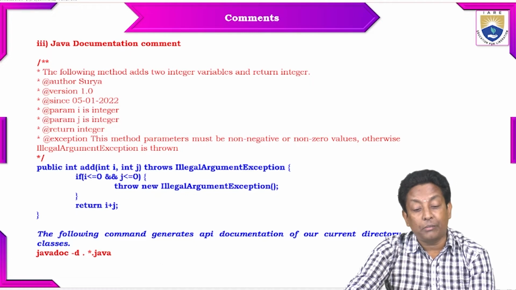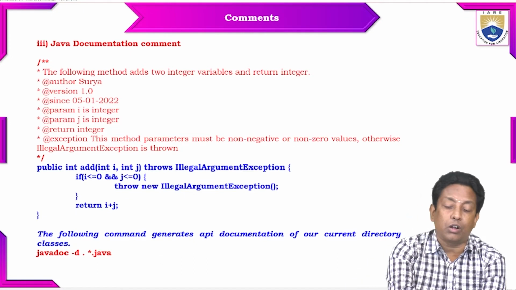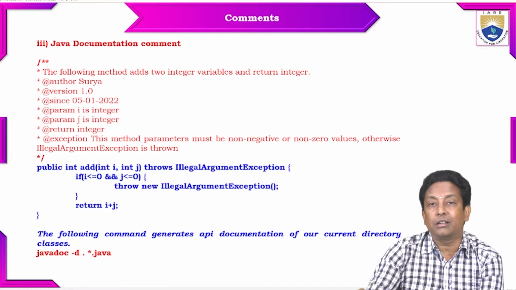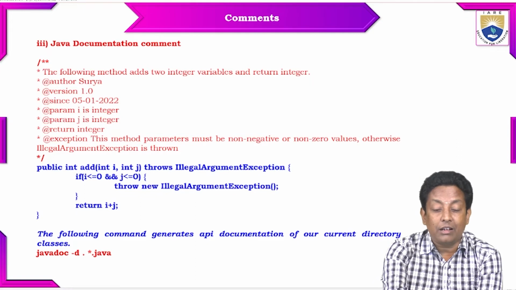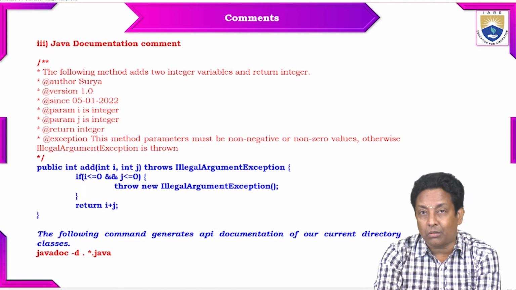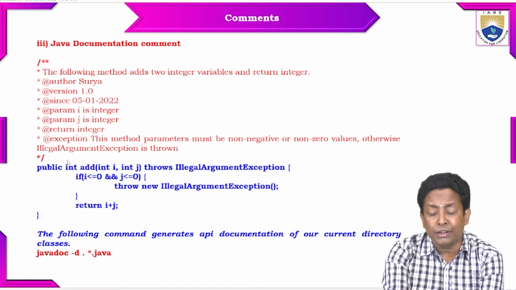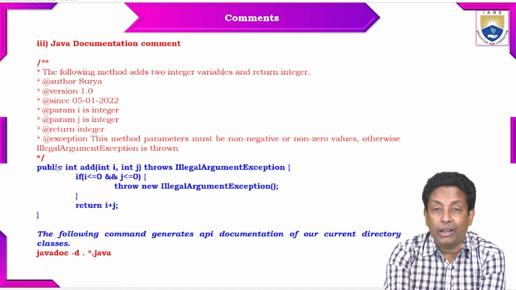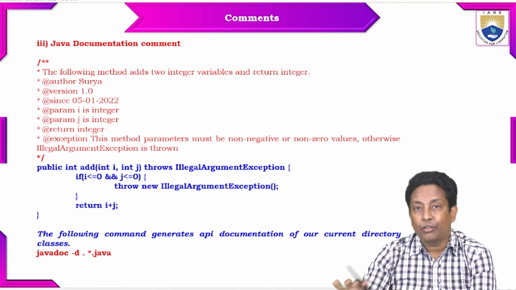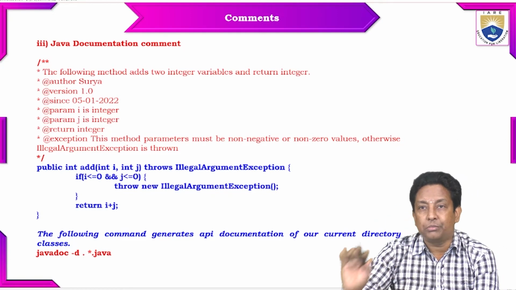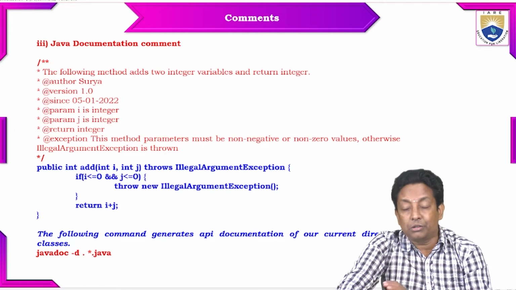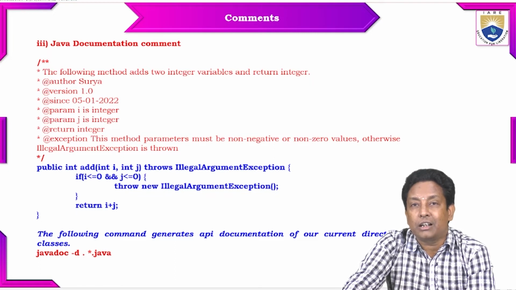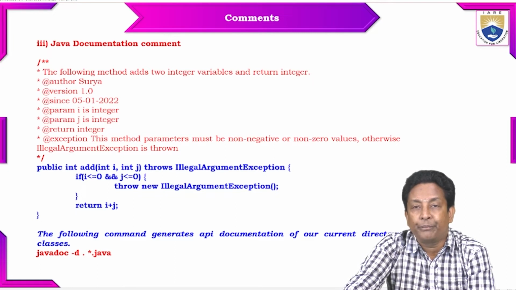On top of the method, we write a documentation comment. How is the documentation comment written? Slash, double star, and it ends with asterisk forward slash. This is the documentation comment beginning, and asterisk forward slash is the end. Inside the documentation comment, every line begins with an asterisk symbol. Then: the following method adds two integer variables and returns an integer. That is a brief description of the method.